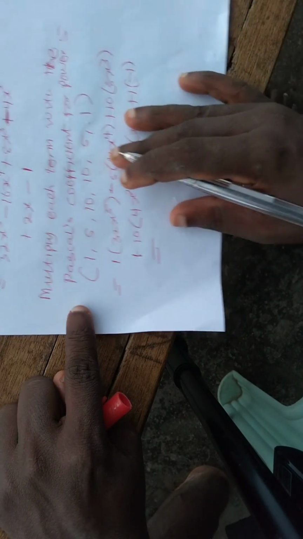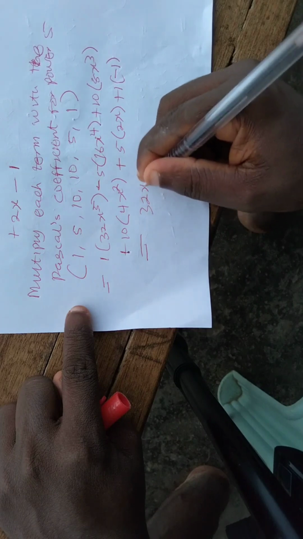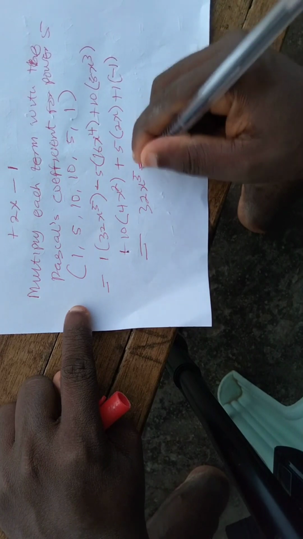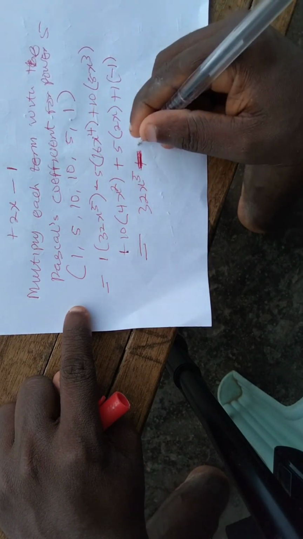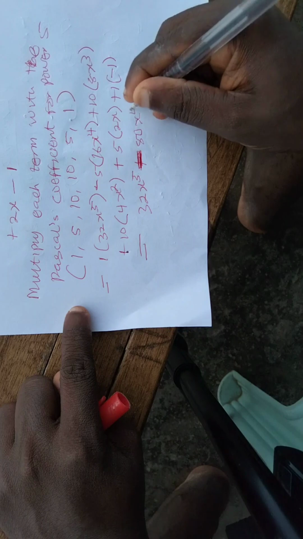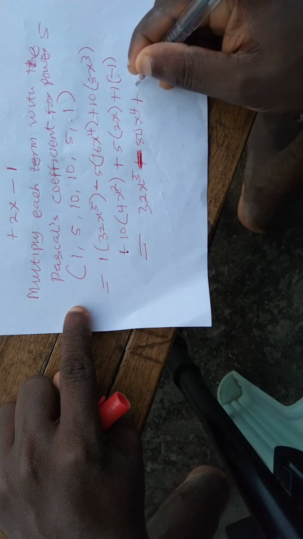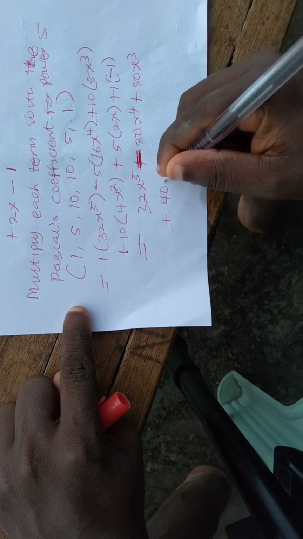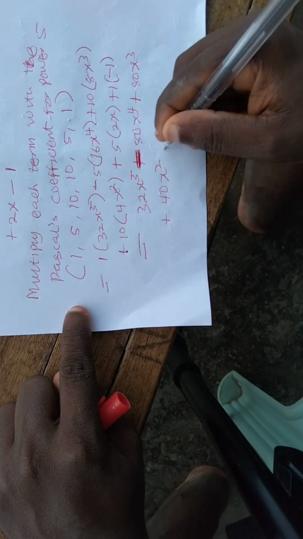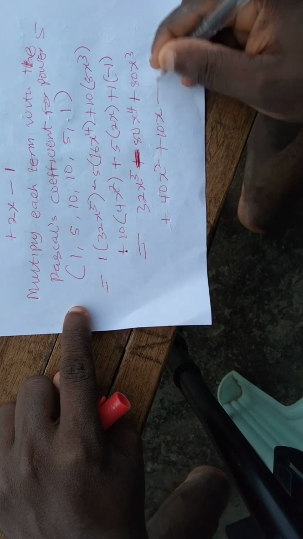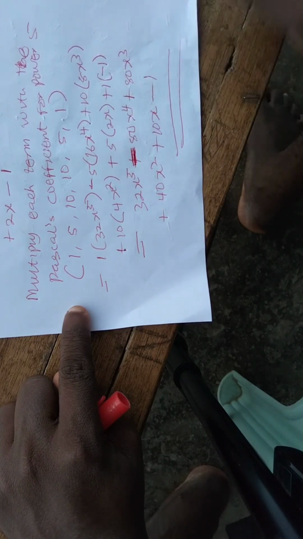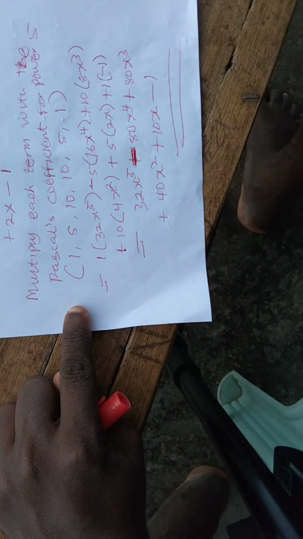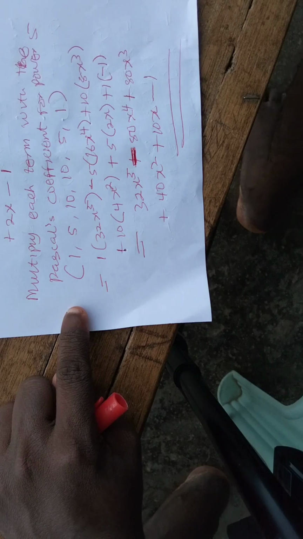So our final answer will be 32x raised to power 5 minus 80x raised to power 4 plus 80x raised to power 3 minus 40x raised to power 2 plus 10x minus 1. So this is the expansion for 2x minus 1 raised to power 5.